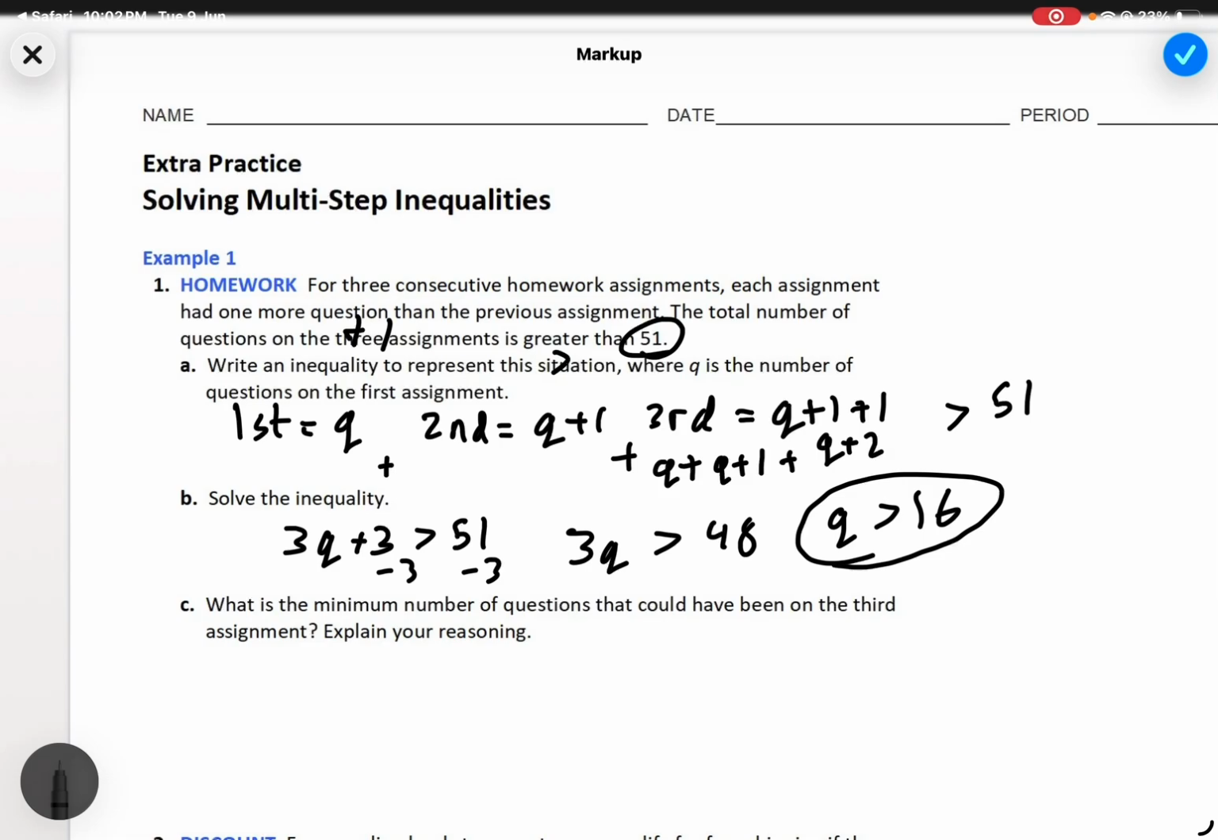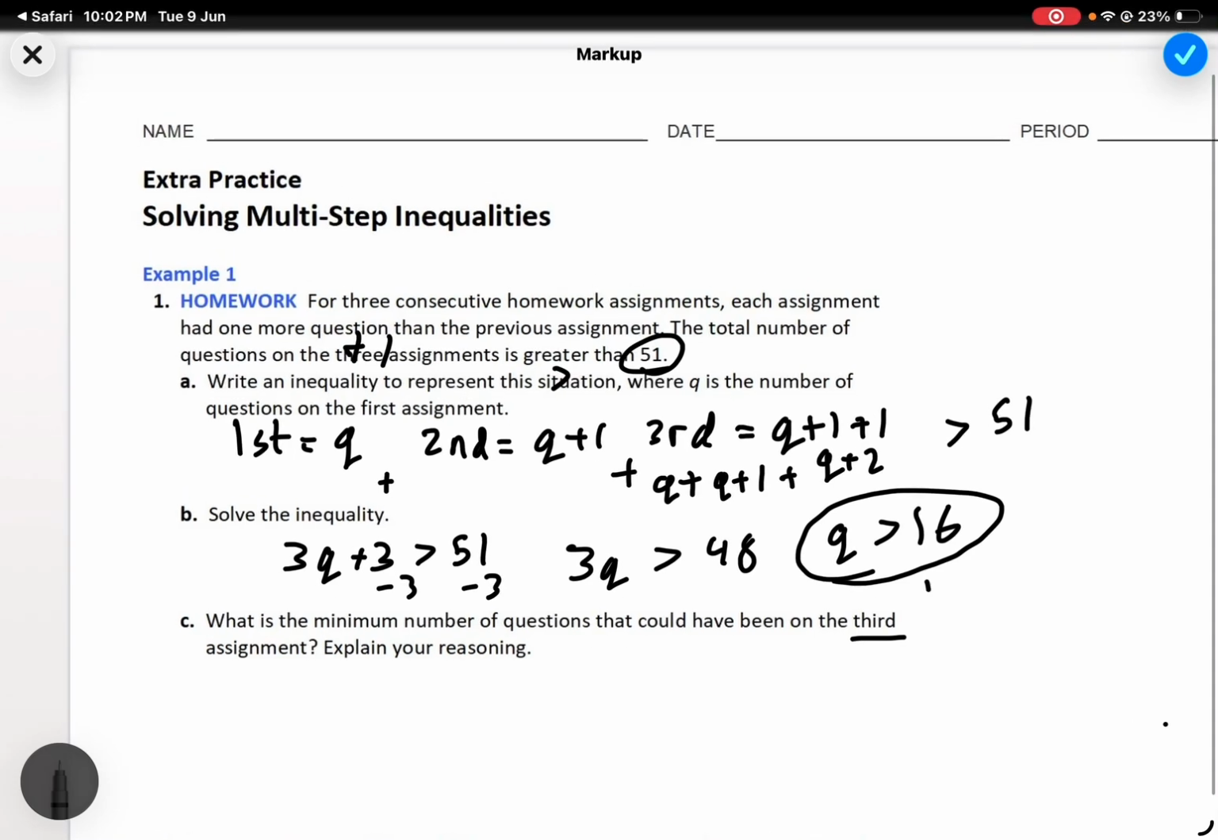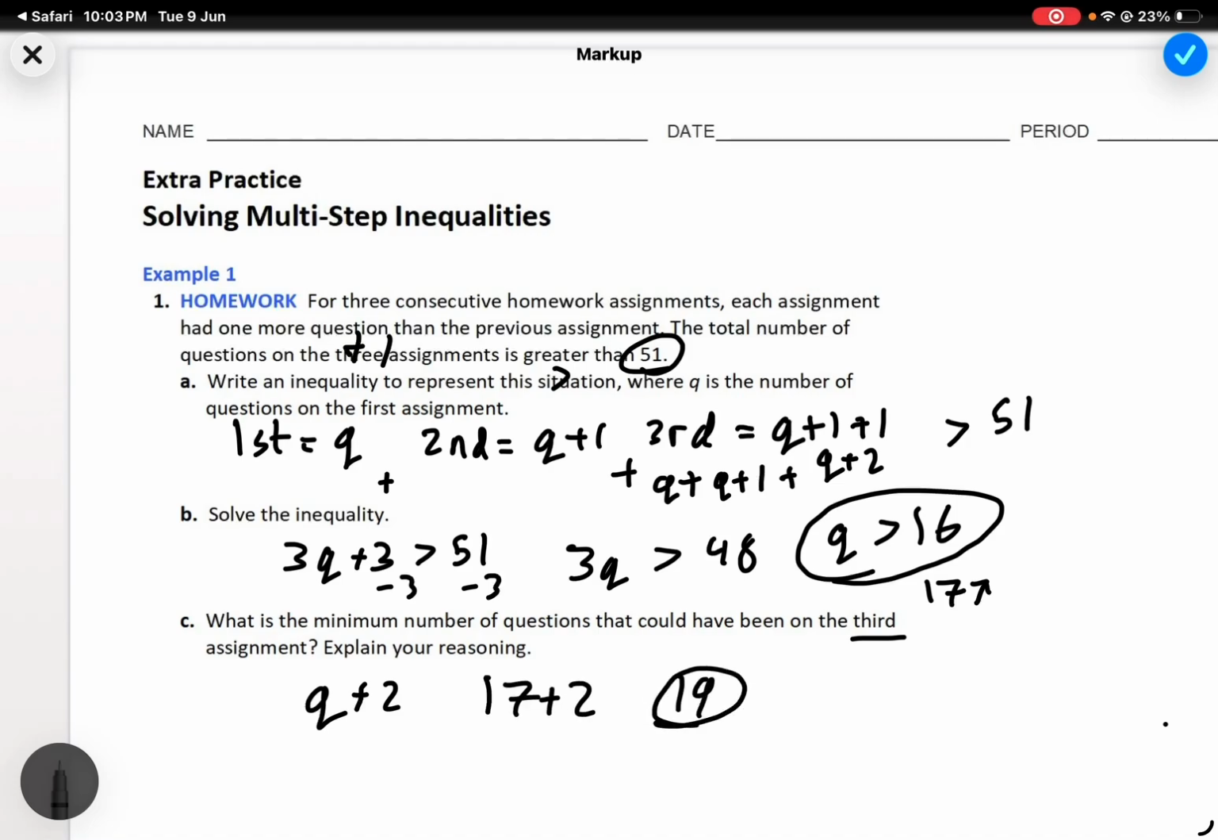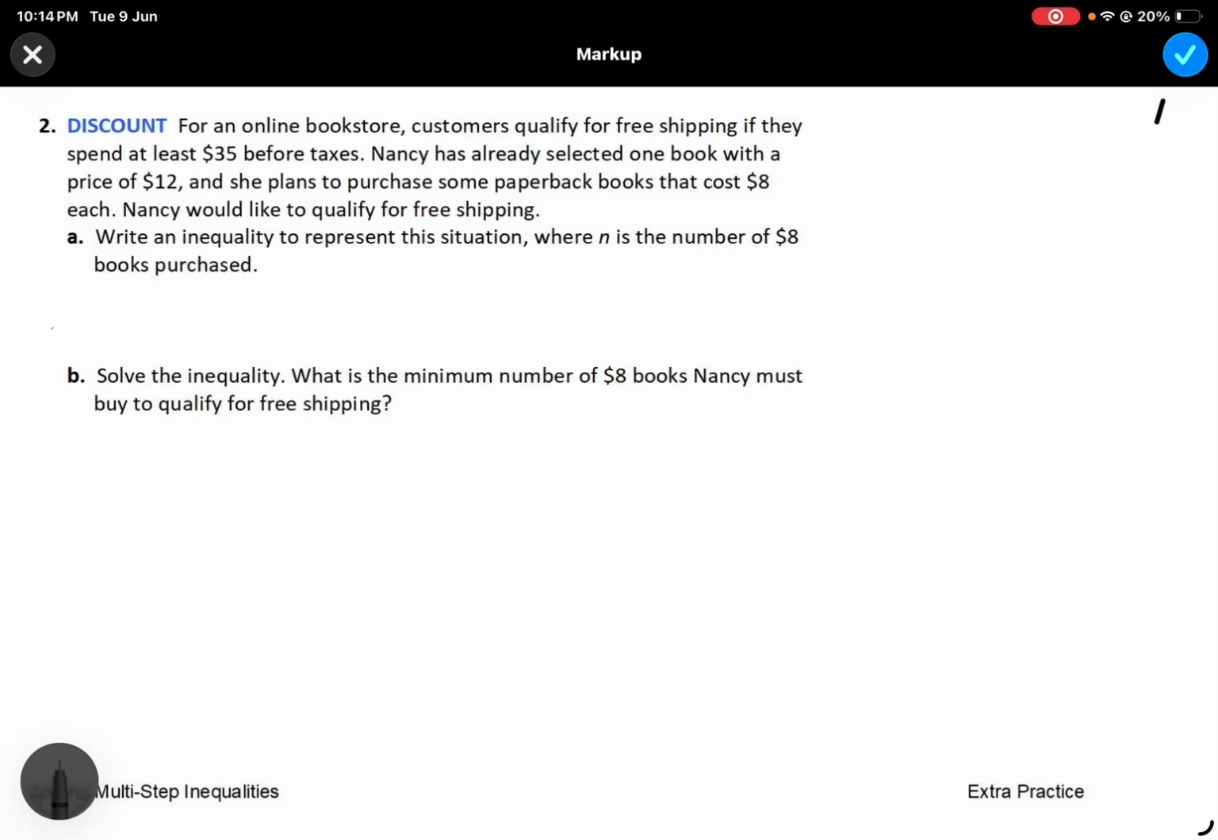Now, part C is asking what is the minimum number of questions that could have been on the third assignment. So now we know Q is greater than 16, so 17 and above. Okay, so the minimum one is 17. But for the third assignment, it's Q plus 2, which is 17 plus 2, which is 19. And that's it.